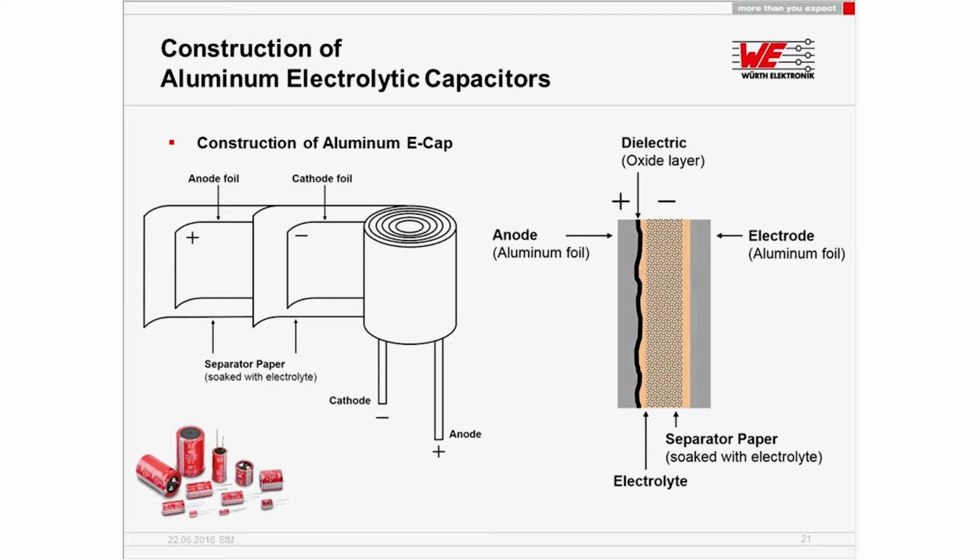That's also the reason, and now you understand, when you lose electrolyte by drying out over time, that you lose your second plate, so you lose the cathode side. That's the reason why the capacitance decreases, and also the ESR can increase due to the fact that the conductivity to the cathode foil or pin gets less good over time.